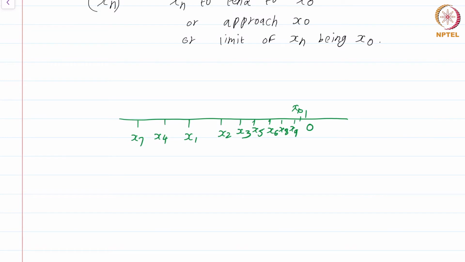Well, now it is subjective. If you were to consider a regular scale, the rulings of a scale are 1 millimeter apart, or in more fancy language, the least count of a scale is 1 millimeter. If xn and x naught are less than 1 millimeter away, then at least from the perspective of this scale, they are very, very close. We cannot distinguish really between xn and x naught if xn is at max 1 millimeter away. So from the perspective of this scale, xn is very, very close to x naught.